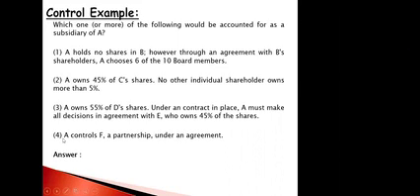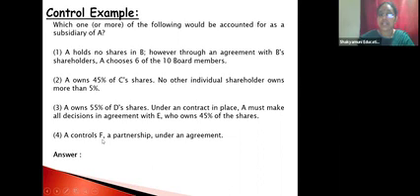Next, point number 4. A controls F, a partnership, under an agreement. So remember, a subsidiary need not be a company. It doesn't mean voting rights through shares will come. Control can be in the case of a company or in the case of a partnership. Here A controls F, a partnership, under an agreement. So A controls F means F is a subsidiary of A. A subsidiary can be a company or a partnership also.